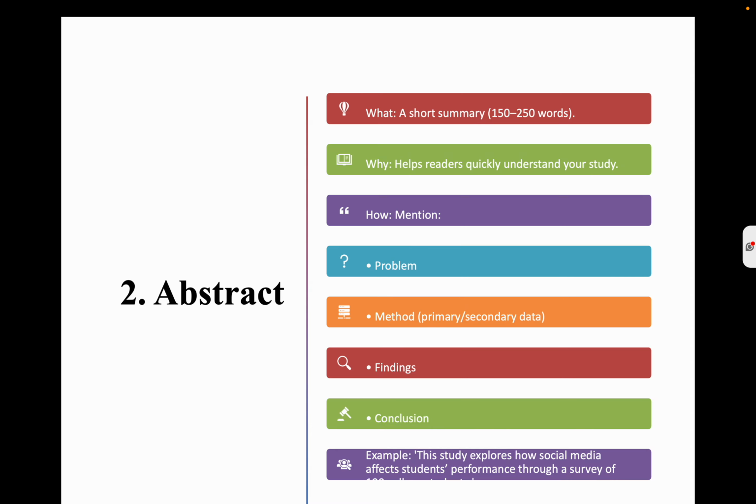Okay. Now, in abstract, for example, you can write: this study examines how social media usage affects students' grades through a survey of 100 college students. This can be added in your abstract. It is the gist of your entire paper.